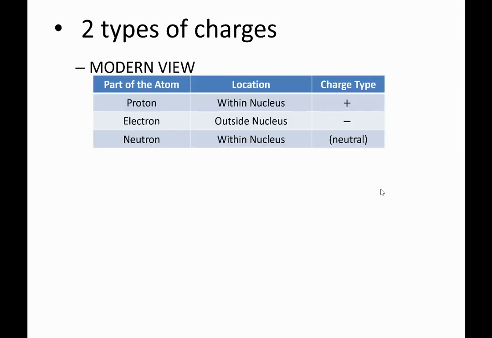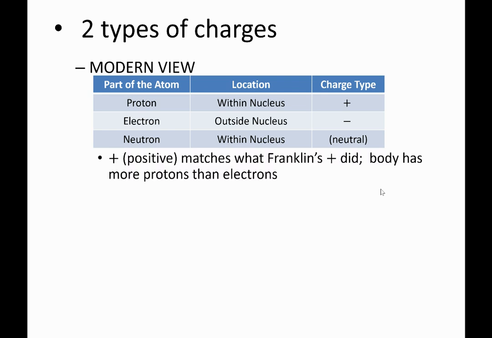So again, we continue with this idea there are two types of charges, but now the modern view is the one you're way more familiar with. There are parts to an atom: the protons, electrons, and neutrons. The protons are inside the nucleus or near the center of the atom, while the electrons are moving around outside of the nucleus. Protons are positive. Electrons are negative, but there's also something called a neutron, which is a neutral particle found within the nucleus of the atom. We still consider the proton to be positive because it matches Franklin's description of how positive things act.